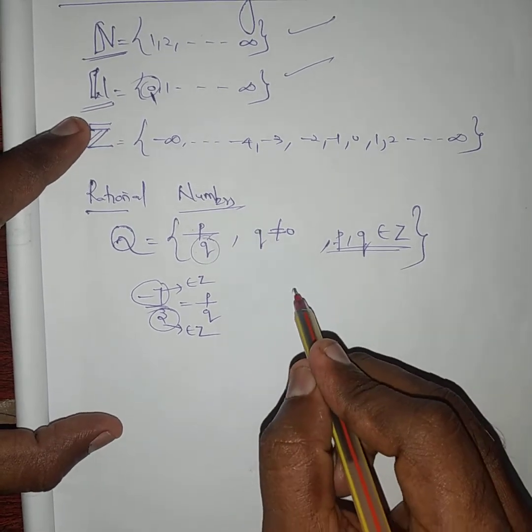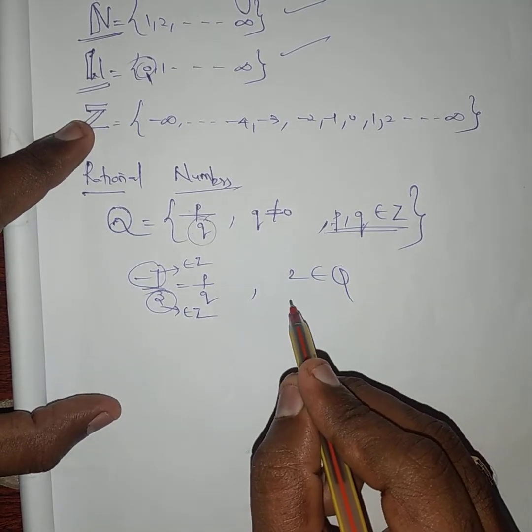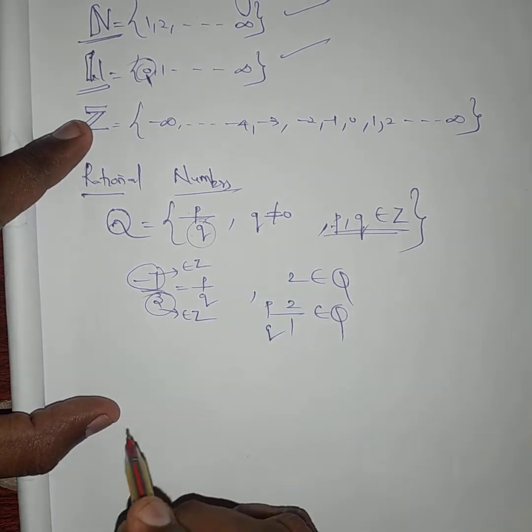Next, if I am going to take 2, 2 belongs to Q. Yes. If I twist this 2, it can be written as 2 by 1. 2 by 1 belongs to Q. This is nothing but P, this is nothing but Q.